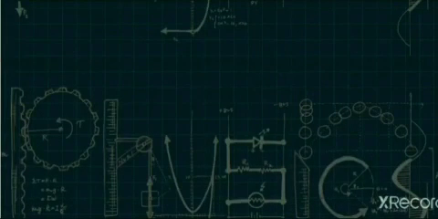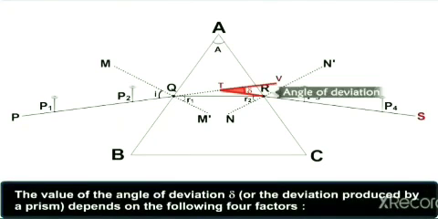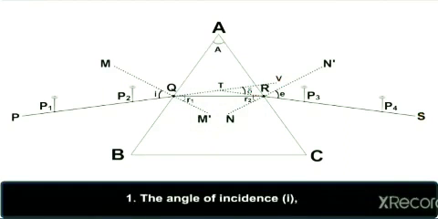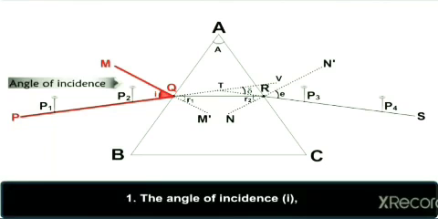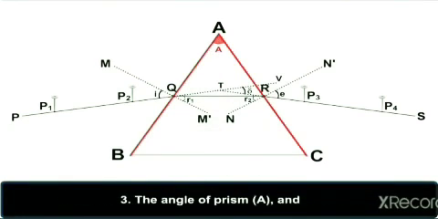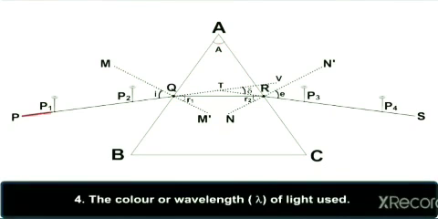Factors affecting the angle of deviation. The value of the angle of deviation, or the deviation produced by a prism, depends on the following four factors. 1. The angle of incidence, I. 2. The material of the prism, that is, its refractive index. 3. The angle of prism, A. And 4. The color or wavelength of light used.